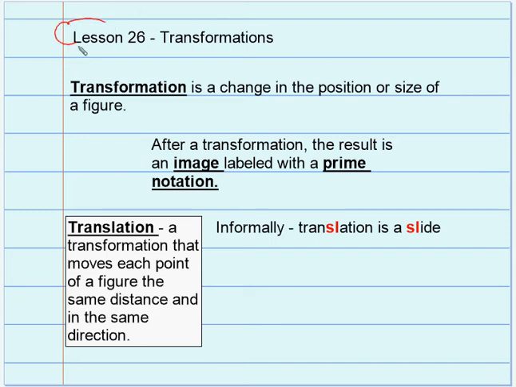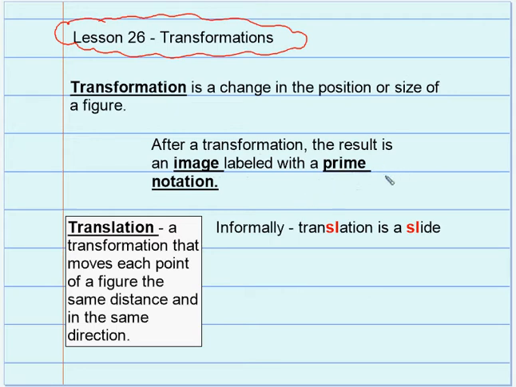Hi class, this is course 3, lesson 26, transformations. A transformation is a change in the position or size of a figure. And then here's a little note that you're going to want to make sure that you know. After a transformation, the result is an image labeled with prime notation. Okay, and I will explain what that means here in just a minute.